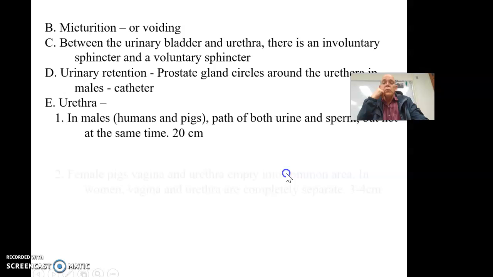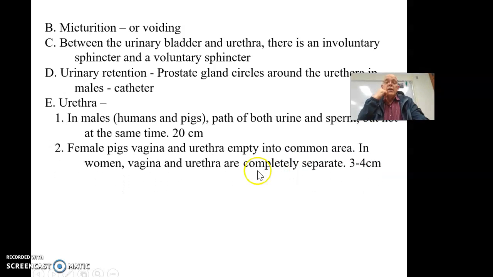Now, in women, a little different. In the female pig, we said that both the vagina, which is the reproductive system, and the urethra open into a urogenital sinus, so there's a common pathway where the babies would go through and the urine. But in humans, women do have completely separate openings. The vagina or birth canal and the urethra are completely separate.